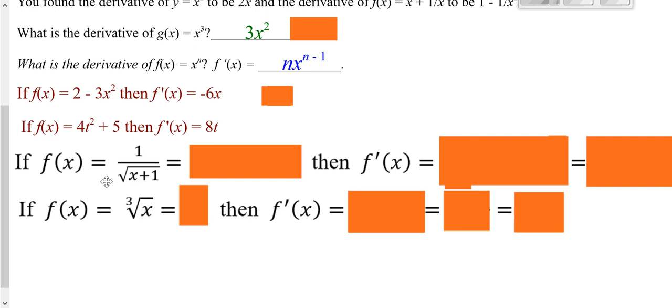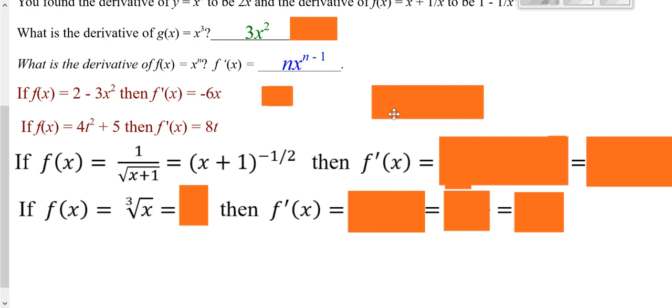Now, it doesn't work when your variable's in the bottom. However, we could bring this up as a negative exponent. Remember, it's a 1/2 because it's a square root. Bringing it up from the bottom means it's negative. So this is just rewriting your original problem. Now that it is written as something to a power, we can do the power rule.